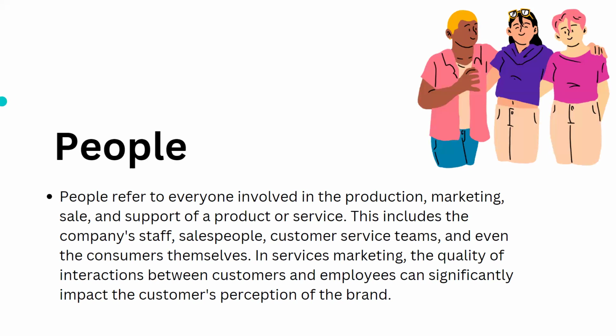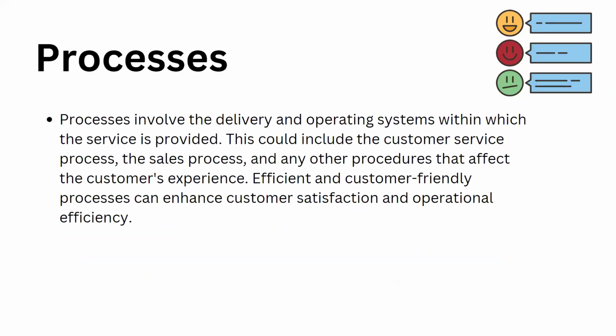The very first one, in addition to the previous four, is people, which refers to everyone involved in the production, marketing, development team, sales, and support of your system, your service. They are very important. Who will be involved, what kind of responsibility they have, what kind of benefits they have, and how to motivate them is very important in your marketing strategy.